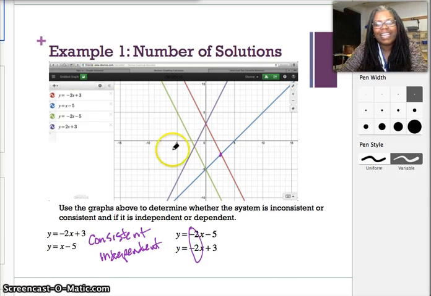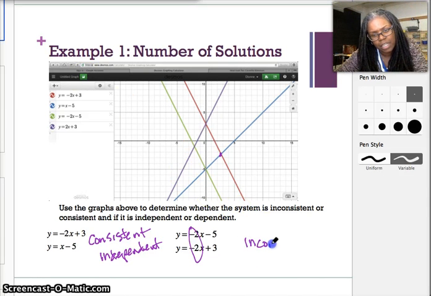Ow, I hurt my elbow. That is inconsistent, people, inconsistent. Inconsistent, right? That wasn't too bad.